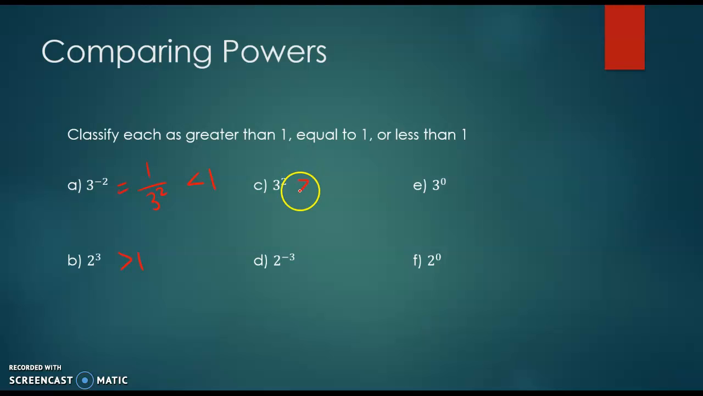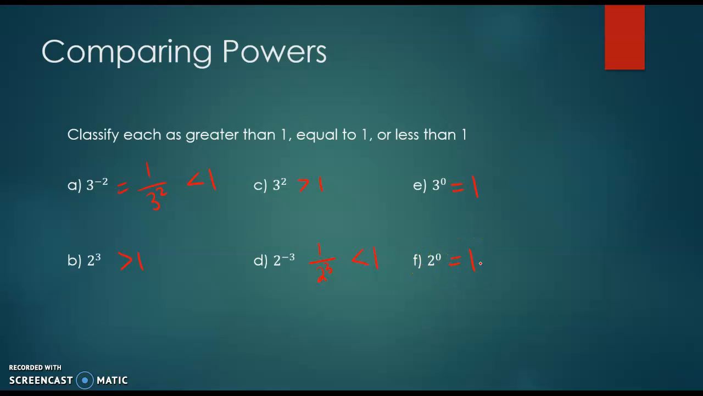3 squared, again, greater than 1 because it's a whole number. It's not a fraction. 2 to the negative 3rd power, we would write that as a fraction, 1 over 2 cubed. So that means this is less than 1. 3 to the 0, anything to the 0 equals 1. And 2 to the 0, again, anything to the 0 equals 1.